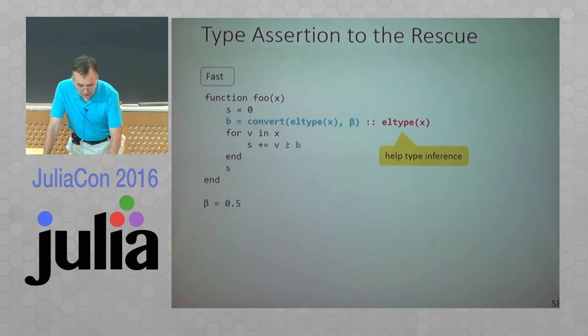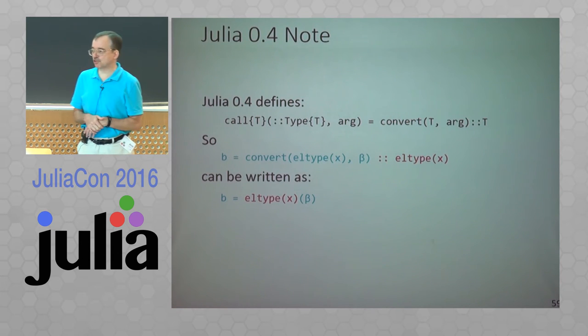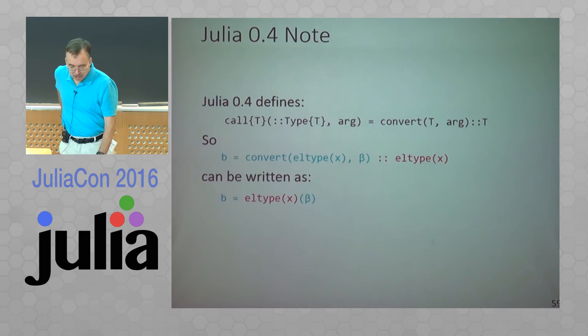All right, now type assertion, that's the other way out. If you do the convert and then you slap a type assertion saying, yes, it really is this type, and if it's not, please throw an exception, then you can force the variable B here to have a known type.